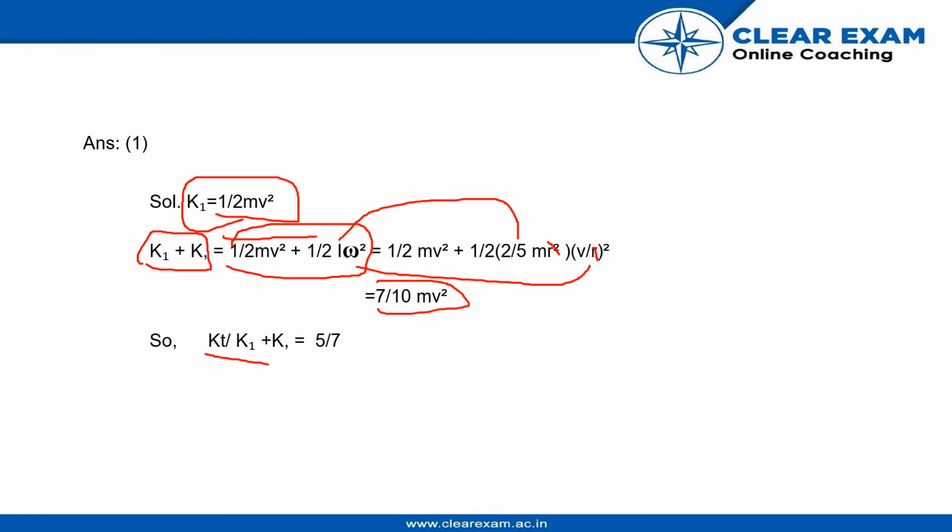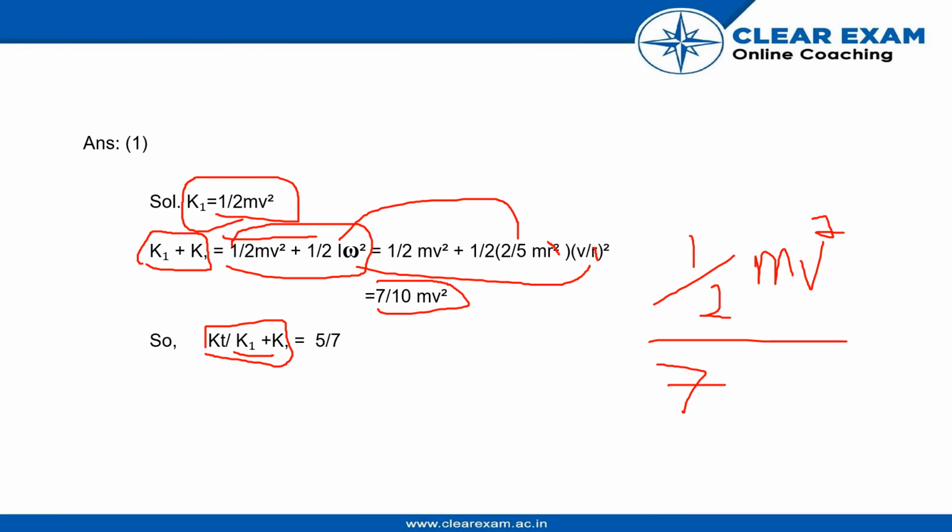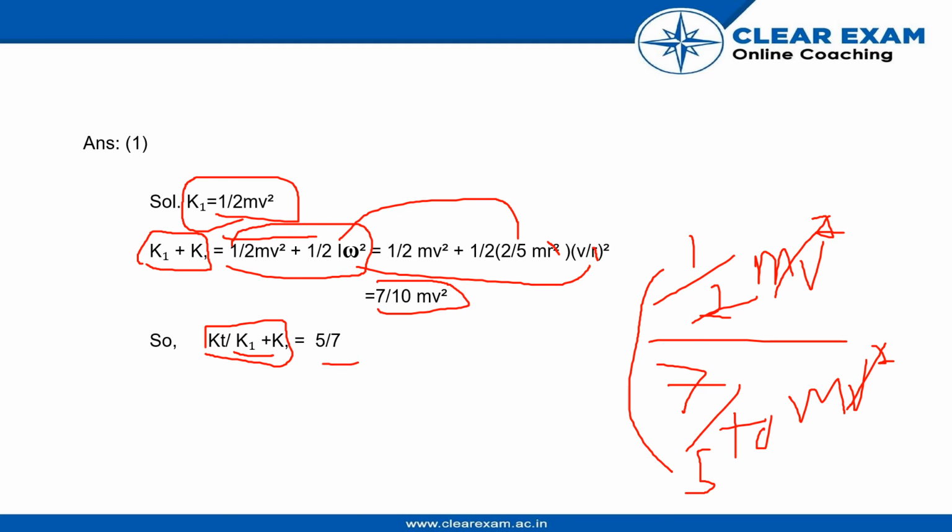Now we have to find the ratio, that is Kt divided by Kt plus Kr, which is going to be 1 by 2 mv squared divided by 7 by 10 mv squared. So here mv squared will cancel out, and the 5 will go up here, so we are left with 5 by 7. So that's the right answer.